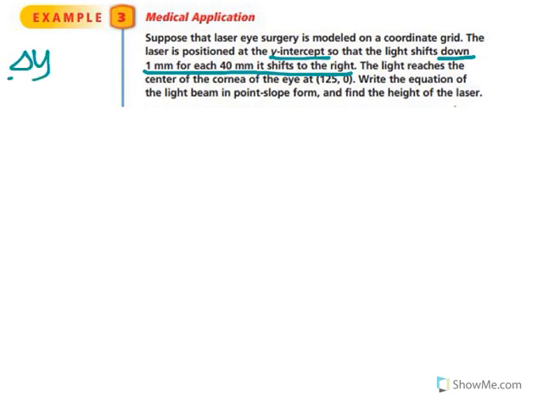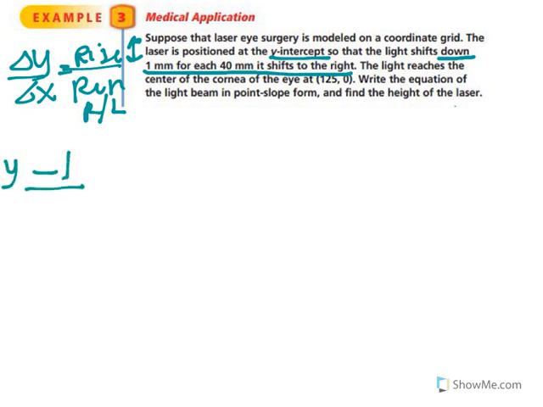So remember our slope, that's our change in y over change in x, the rise over the run, or how many times we go up or down versus how many times we go left or right. So when they point the laser so that it shifts down, which is y, 1 millimeter for every 40 millimeters it goes to the right, that's our slope, the change in y over the change in x, -1 for every 40 millimeters to the right. What that describes is the steepness of the laser pointing into somebody's eye.